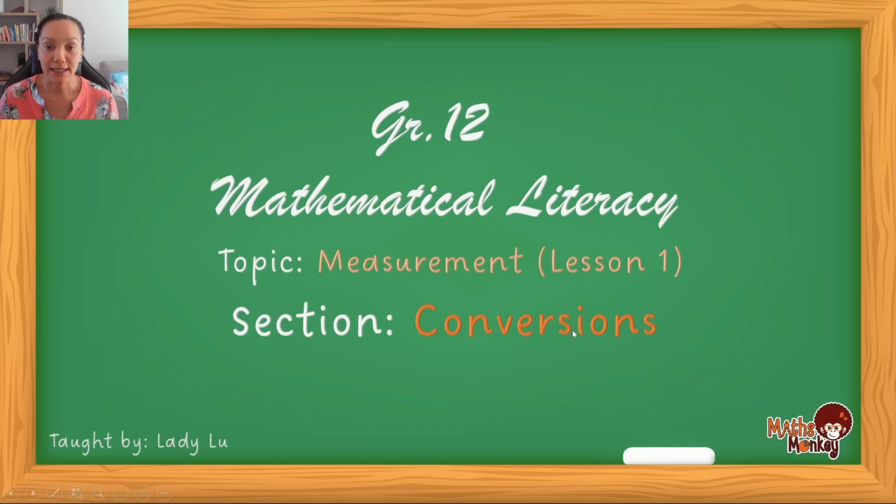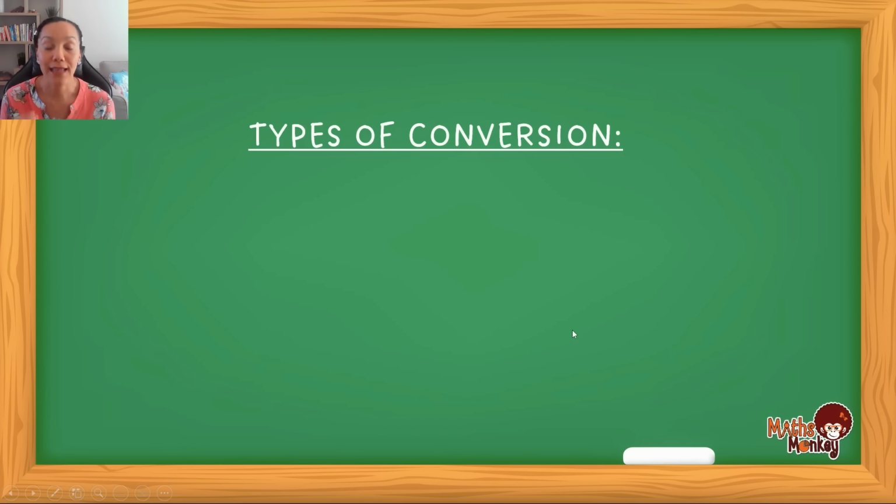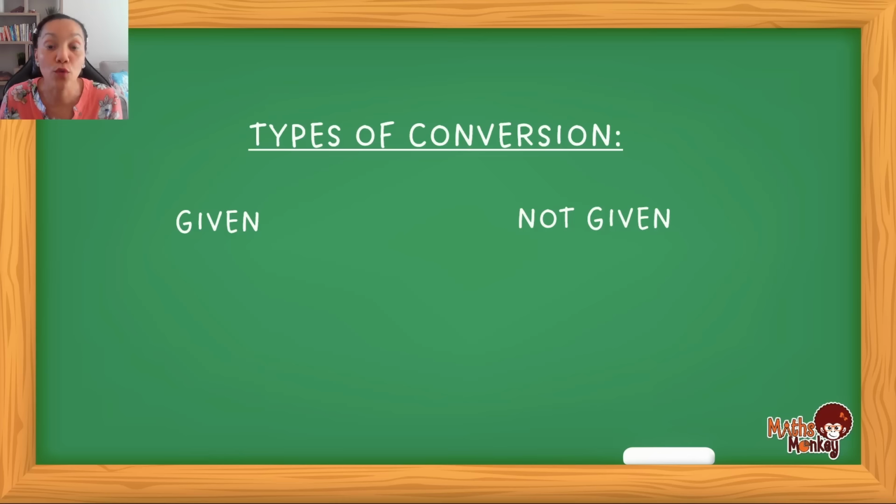Okay, so let's start by looking at the different types of conversions. In any mathematical literacy exam, there are two types of conversions that you are supposed to know. I've divided these conversions into a conversion that is actually given to you in an exam, and a conversion that is not given to you in an exam and you are expected to know how to do. Okay, so this is how we're going to look at these two elements.